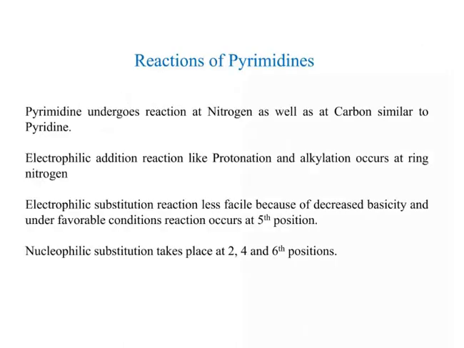Now reactions of pyrimidine. Pyrimidines undergo reaction at nitrogen as well as at carbon, similar to pyridine. Electrophilic addition reactions like protonation and alkylation occur at ring nitrogens. Electrophilic substitution reaction is less facile because of decreased basicity. Under favorable conditions, reaction occurs at the 5th position. You know, my friend, nucleophilic substitution takes place at 2, 4 and 6 positions. So what is the theme of this slide? The theme of this slide is where the reaction occurs in pyrimidine. So these are the positions of carbon 2, 4, 6 and nitrogen.